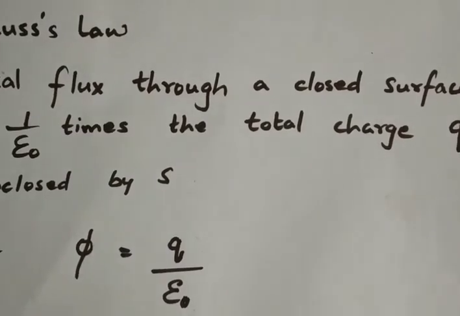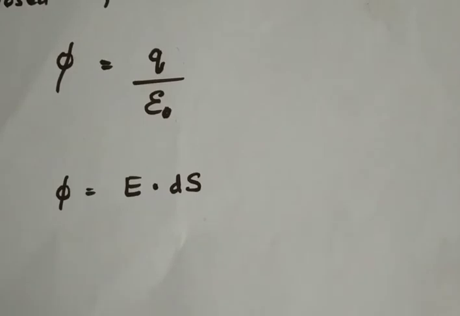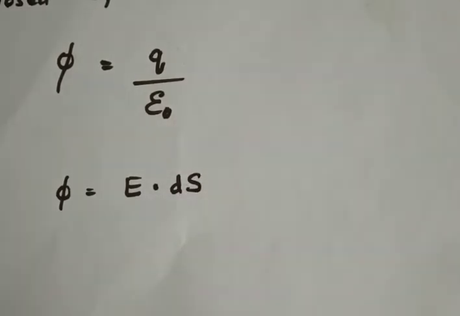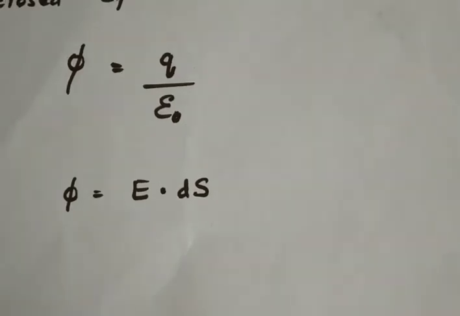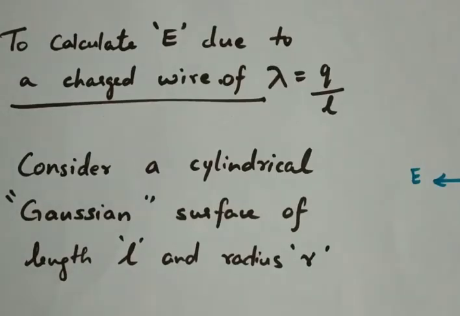We have already studied that flux phi is equal to E dot dS. So using Gauss's law and these two equations, we are going to do our derivations. The first derivation is to derive the electric field due to an infinitely long, straight, uniformly charged wire. For that, we have to consider a cylindrical Gaussian surface around the wire.